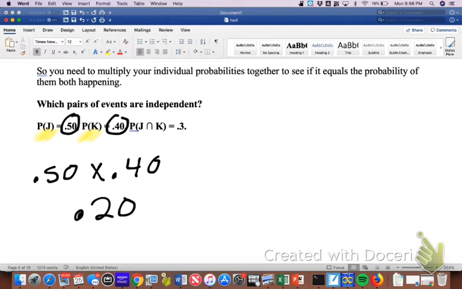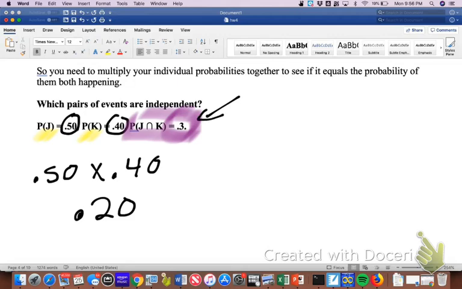If they were truly independent, I should have been able to just straight up multiply those two probabilities together, and it should have been equal to the probability of them both happening. Because remember, that little symbol here means "and." Well, apparently it's not the same, because the problem told us that the probability of both of them happening is 0.3.